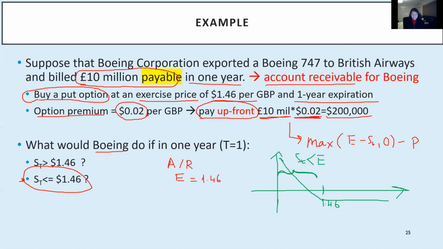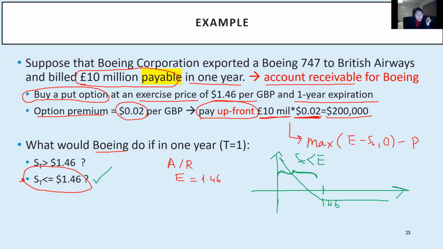All right. Okay, so it looks like we are on the right track now. So in this case, if the spot rate is less than the exercise price, that means if I sell the pounds in the market, I'm going to be selling at a lower rate. Whereas if I sell under the put option, I'm going to be selling at 1.46, which is a higher rate. So in this case, it's better for me to exercise the option. So if I am Boeing and if I have an option in place, I'm going to exercise when the spot rate is lower than my strike price, 1.46.